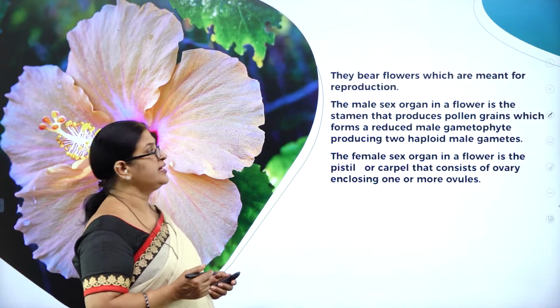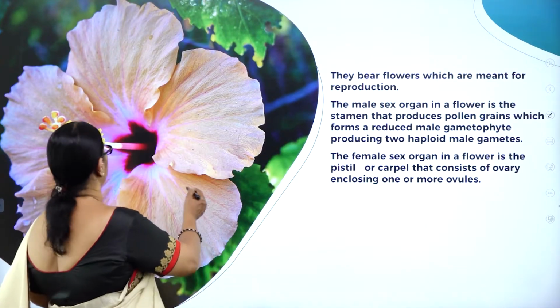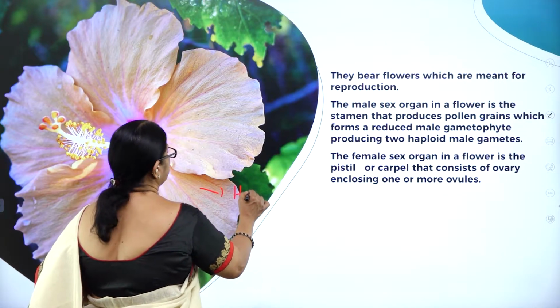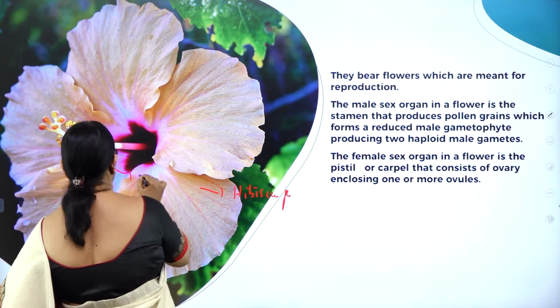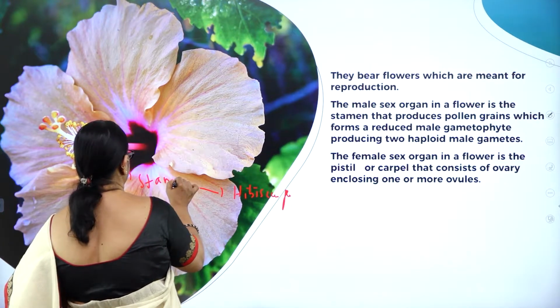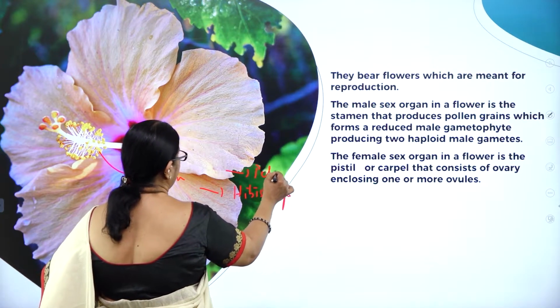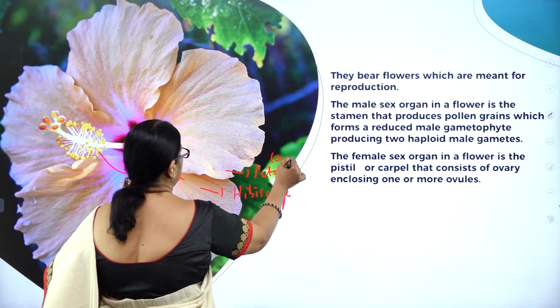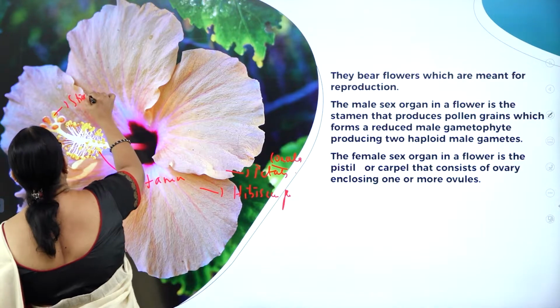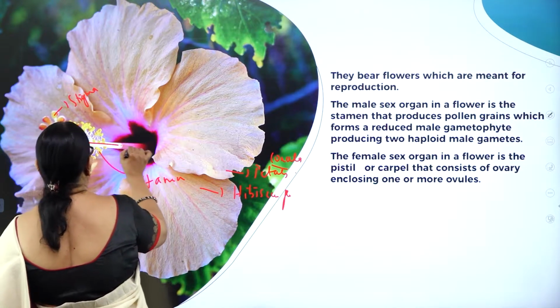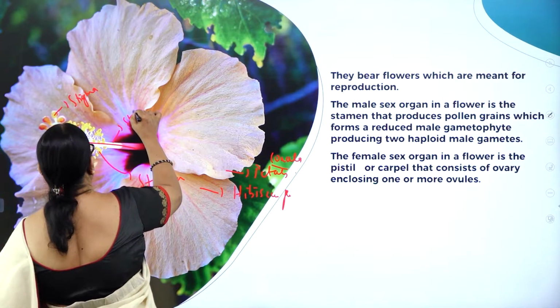Now, as I said, they bear flowers. See, so beautiful hibiscus flower. Here you can see the stamens, and this is the petal, or we use the word corolla. Here we can see the stigma. And here you can see the staminal tube.